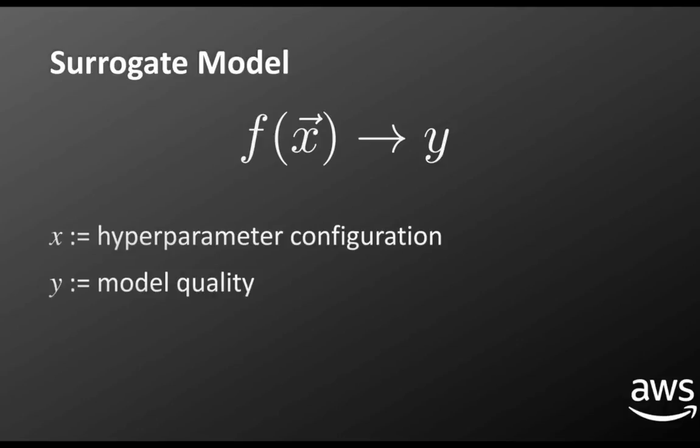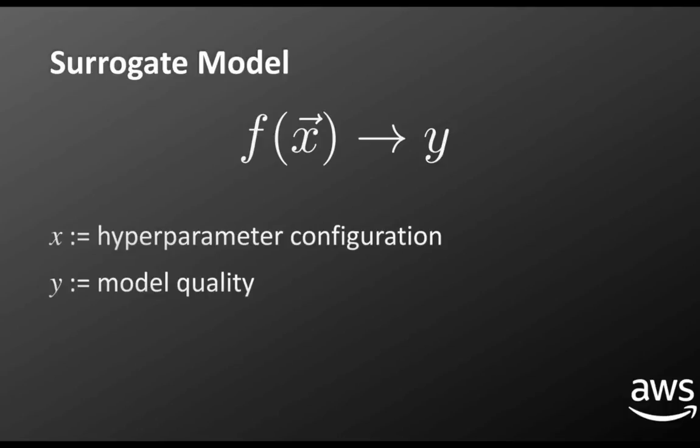So this could be the accuracy or the root mean squared error of a regression problem. But this surrogate model, what its job is, given a hyperparameter configuration, some vector that describes the machine learning process, it tries to predict the quality of the model that will ultimately be produced. And the idea is that this surrogate model can be evaluated much, much more cheaply than actually training a real machine learning model on your actual data set. It could take hours or days to train a real machine learning model, but evaluating the surrogate model can be done in seconds or minutes.